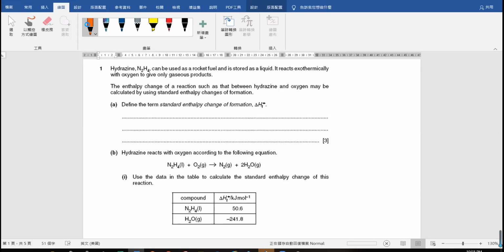So the first question, define the term standard enthalpy change of formation. I bet you already recited this definition, right? So it is the enthalpy change. Now remember, whenever you're asked to come up with the definition of any enthalpy, this should be the first line. Enthalpy change when 1 mole of, okay, you have to remember what this 1 mole means for different kinds of enthalpy changes.